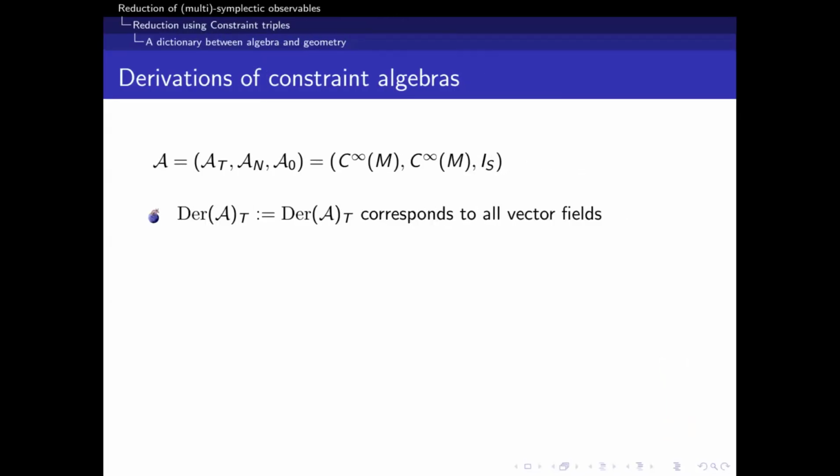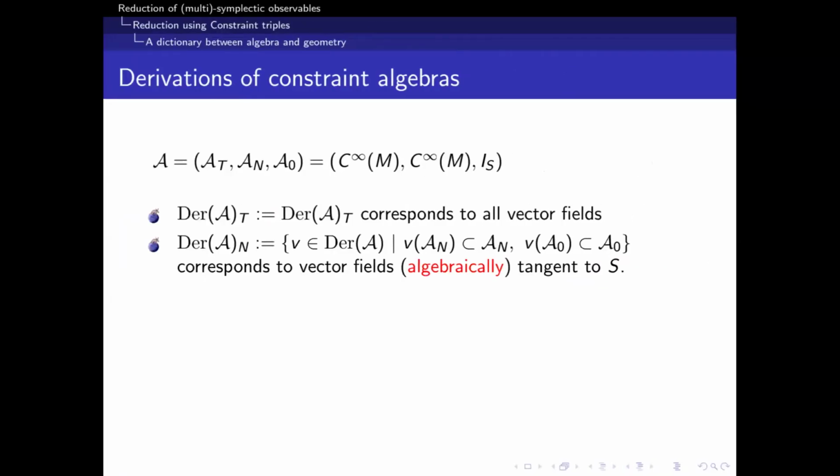Okay, so now we have our algebra, and we had recently said that to build an observable algebra, we need a Lie-Reinhardt algebra. So we need the algebra, its derivations, and we will also need the multisymplectic form, which will just be a cocycle. So let's turn to derivations. The same way the algebra was a triple, the derivations will be a triple, with the total space being all derivations and the normal space being the derivations which preserve both the normal and the zero space.